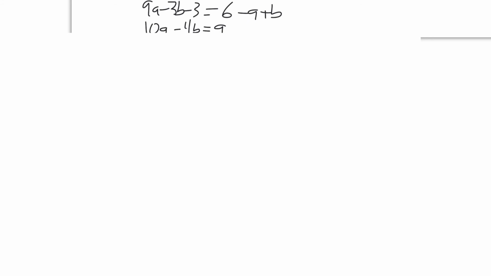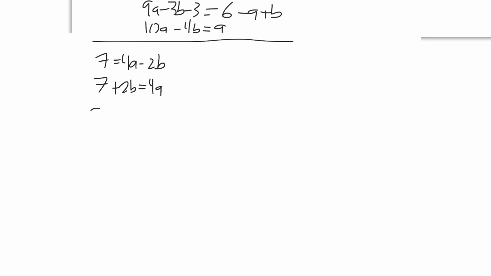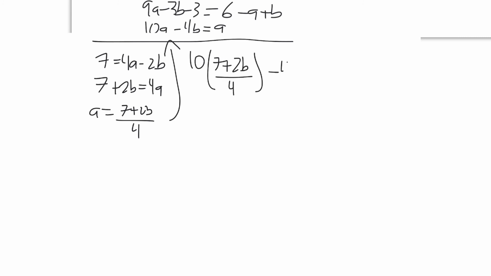We're going to use the method of substitution. So we're going to take here the equation that we had with the first one. We had 7 equal to 4a minus 2b. So I'm going to get 7 plus 2b equals 4a. So a is equal to 7 plus 2b over 4. And I'm going to take that and I'm going to plug it in to the other equation for the a. So 10 times 7 plus 2b over 4, minus 4b, is equal to 9.